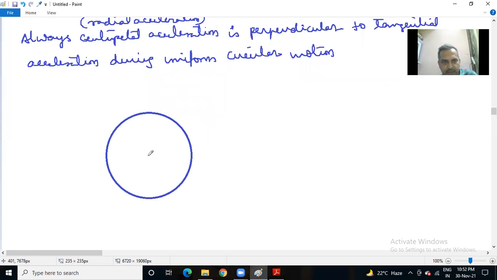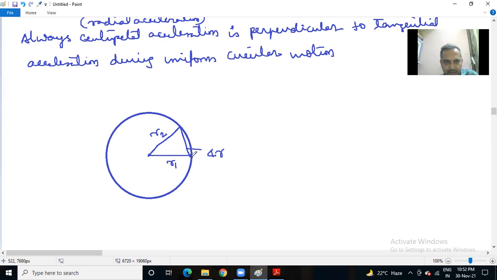Assume there is a center. When the particle is here, this is radius r1. When the particle moves here, this will be the radius. The radius remains constant. So this is the displacement, and you can say this is delta r.